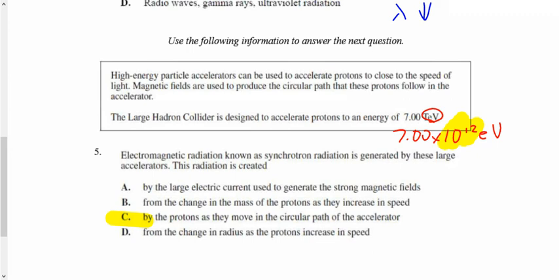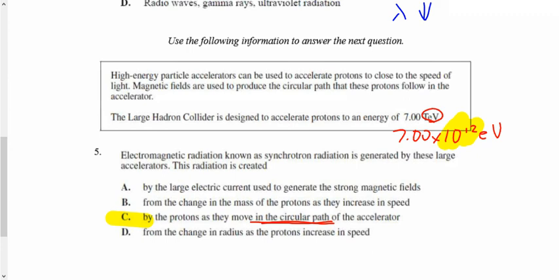Accelerator. The protons, as they move in a circular path, experience what? Acceleration. What kind of acceleration? Centripetal acceleration. So as they move in a circular path, they experience centripetal acceleration. Even though that's not the acceleration we normally think of, it's still an acceleration, and the EMR should be generated there as they move in a circle because they accelerate.